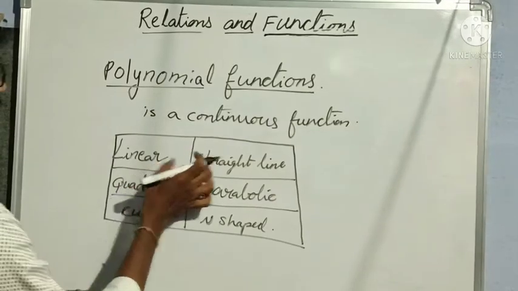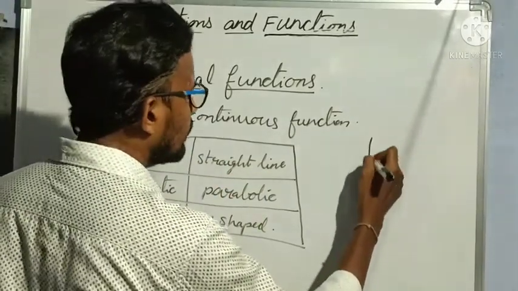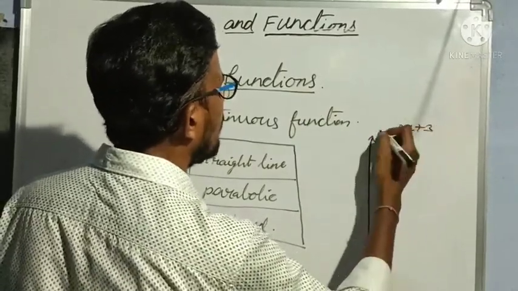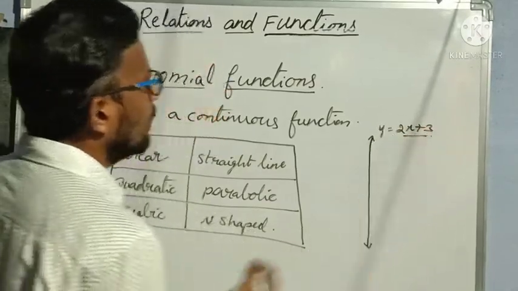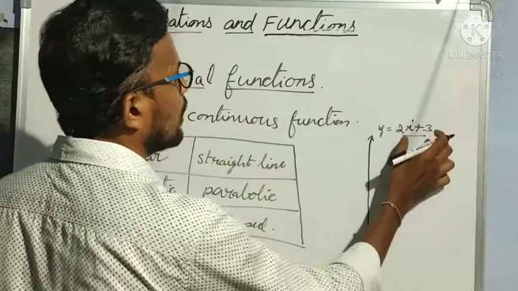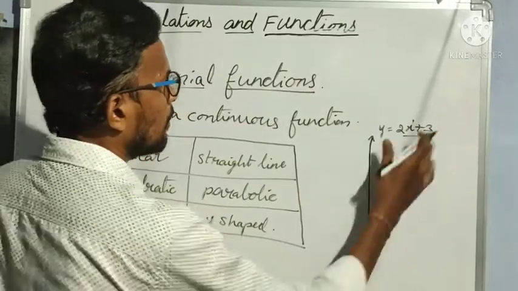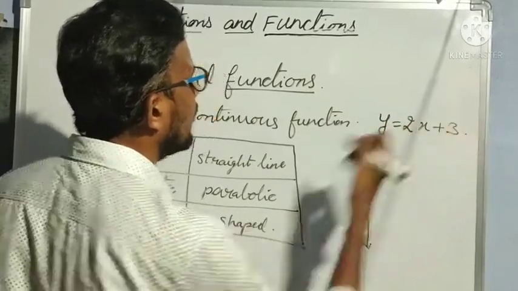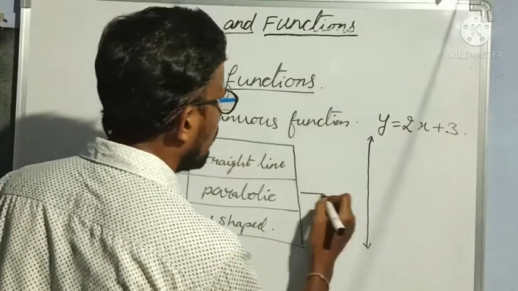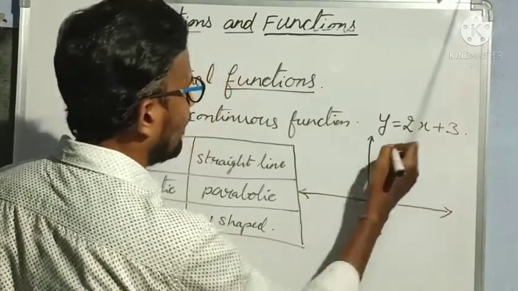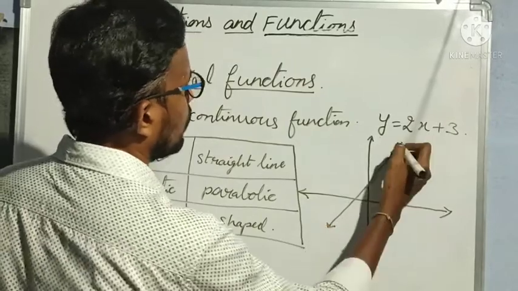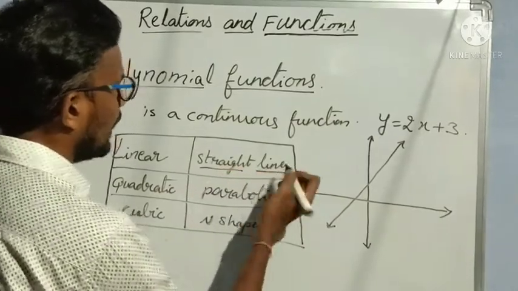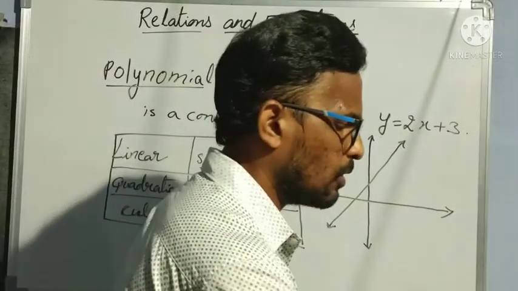First one is linear, meaning a straight line. Suppose I want to explain y equals 2x plus 3. Is this a linear polynomial or not? Yes, because the degree of the variable is 1. Such a polynomial is called a linear polynomial. If it is not visible, I will write it bigger: y equals 2x plus 3. How will the graph of the linear polynomial be? Always a straight line like this. So linear polynomial means we always get a straight line, right?